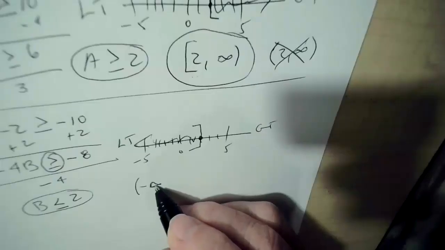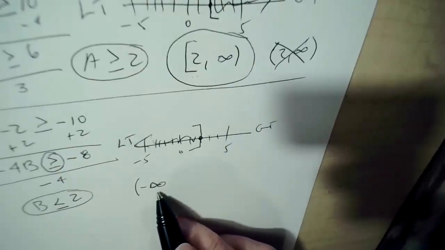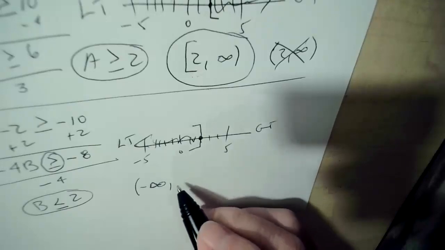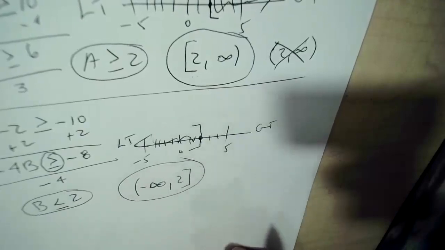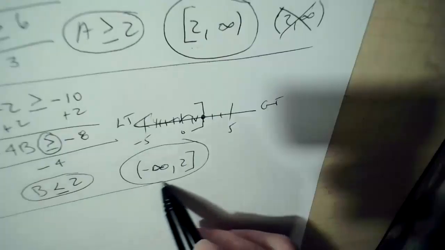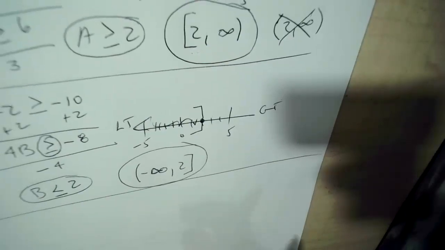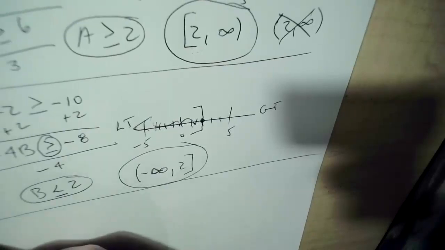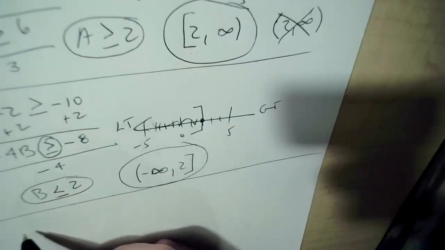So what's on the low side here? What's the least this number can be? Negative infinity. And what's on the high side? 2 with a bracket. Well, this is the same problem we've already had.